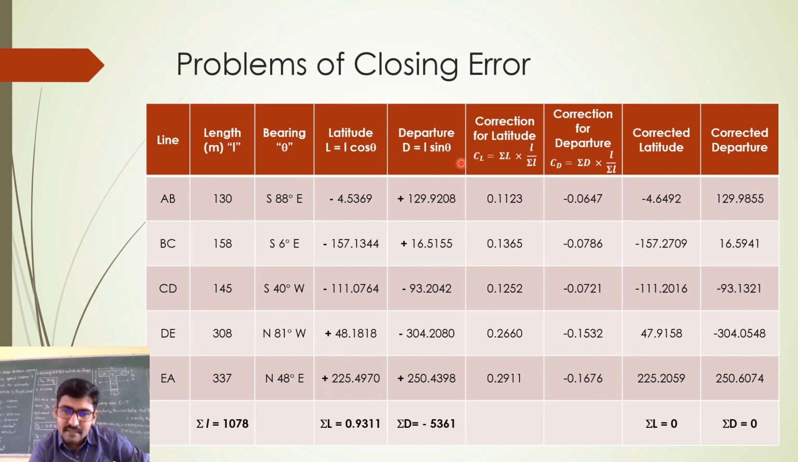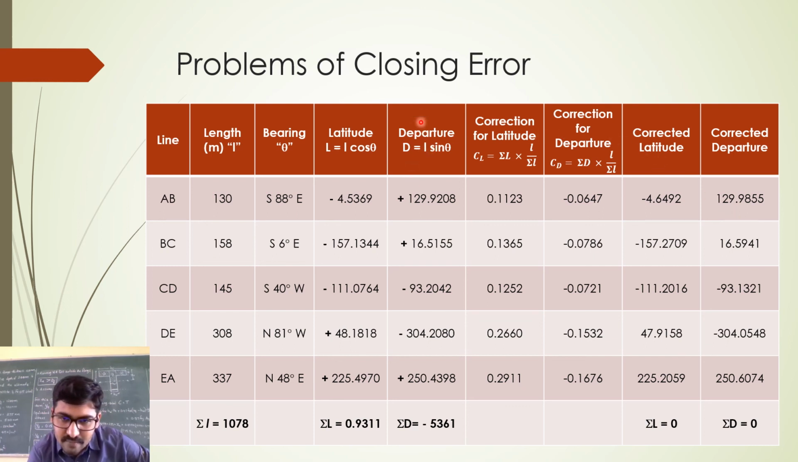In a similar way, this departure plus or minus the correction for departure will give you the corrected departure. So once again you need to see the sign here. So it is minus 0.5367. So the error is minus, so the correction is positive. So you need to add this, right? So departure plus correction will give you the corrected departure. I hope you are able to understand.